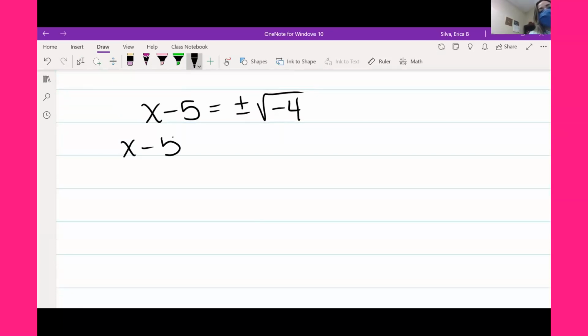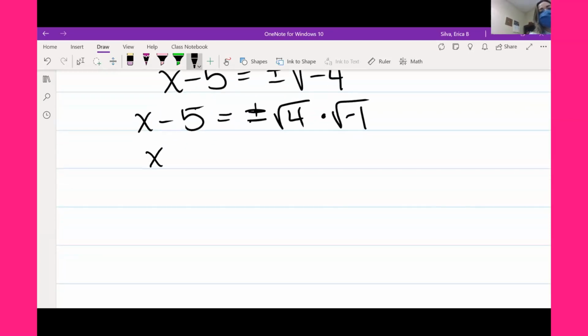We've got x minus 5 equals plus or minus. We're going to factor out that negative 1. Everybody good so far? And this is where some of you guys got stumped. What is the square root of 4? 2. Square root of 4 is 2, right? And then that square root of negative 1, of course, we put an i.